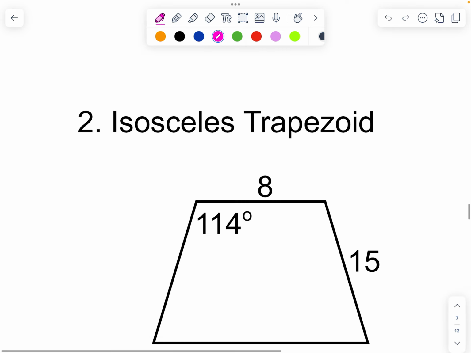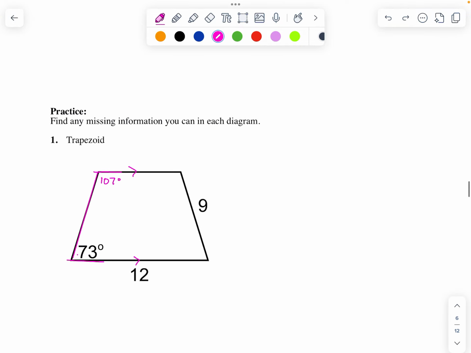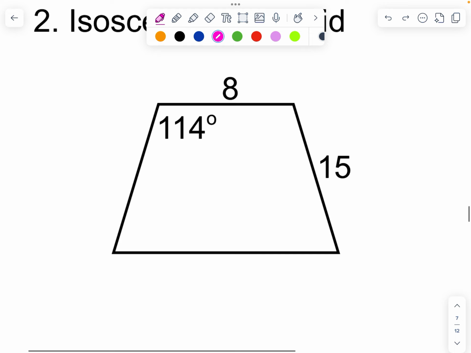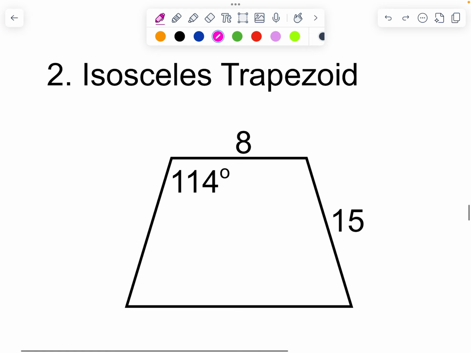All right, once again, find any missing information. Okay. All right, so this is an isosceles trapezoid. Isosceles trapezoids have 2 congruent legs, so I know this is 15. I don't have enough information to find the base, but I know in an isosceles trapezoid, base angles are congruent, so this is 114. And then these 2 angles are same side interior angles. So 180 minus 114 is 66 degrees. So base angles are congruent, 66 degrees.